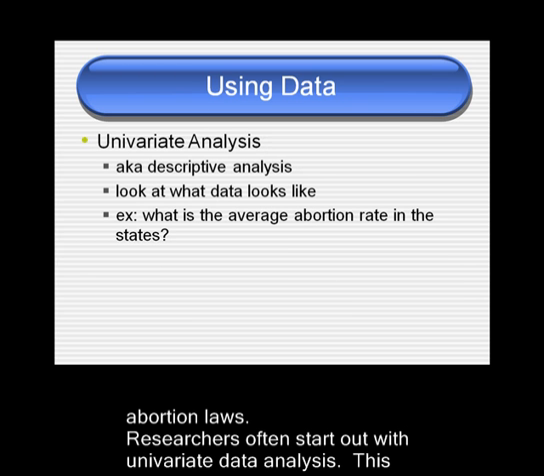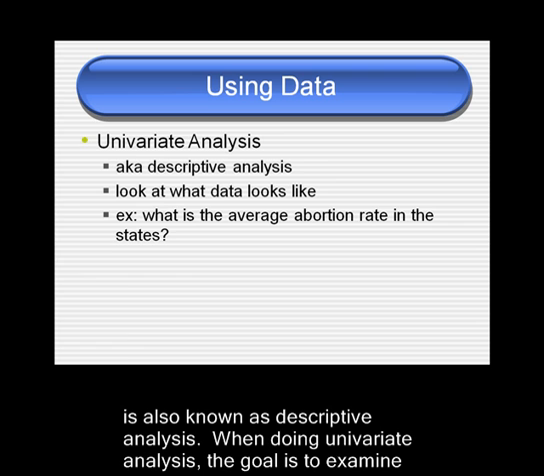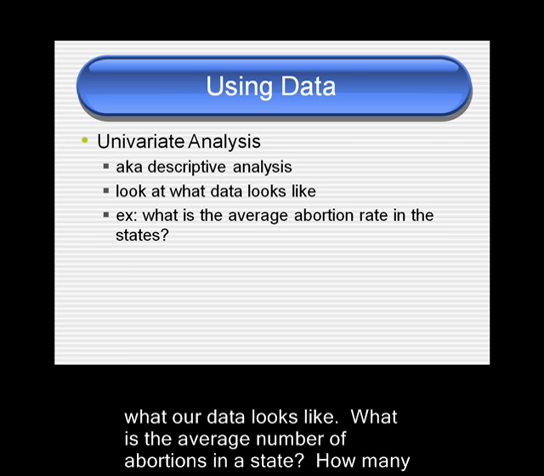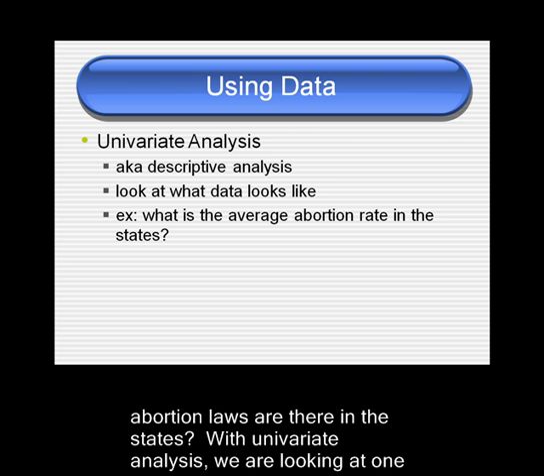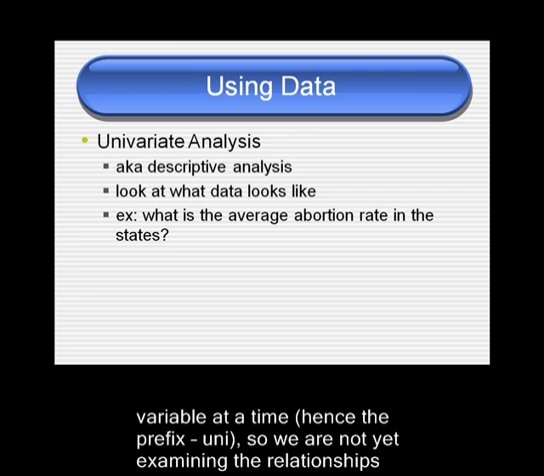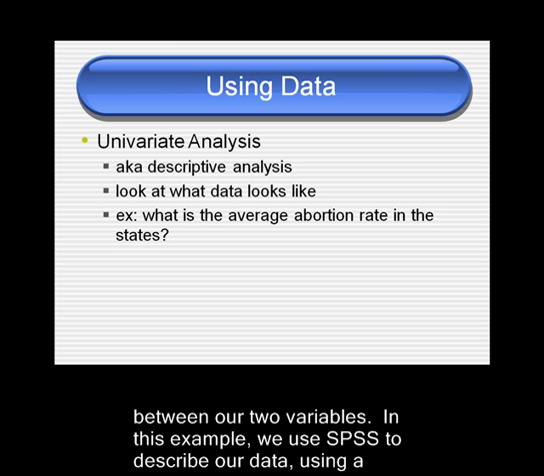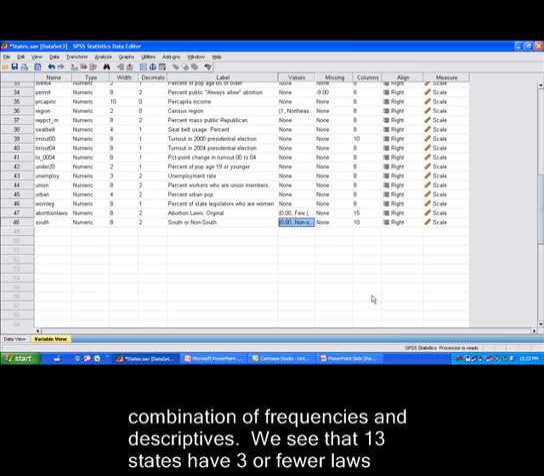Researchers often start out with univariate data analysis. This is also known as descriptive analysis. When doing univariate analysis, the goal is to examine what our data looks like. What is the average number of abortions in the states? How many abortion laws are there in the states? With univariate analysis, we are looking at one variable at a time, hence the prefix UNI, so we are not yet examining the relationship between our two variables. In this example, we use SPSS to describe our data, using a combination of frequencies and descriptives.